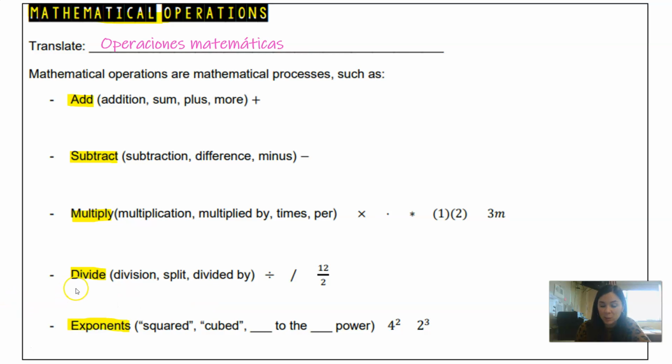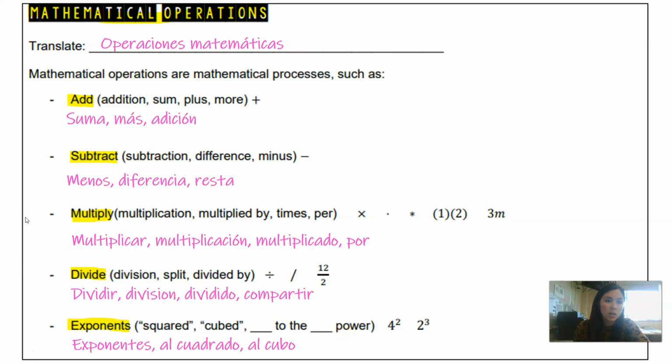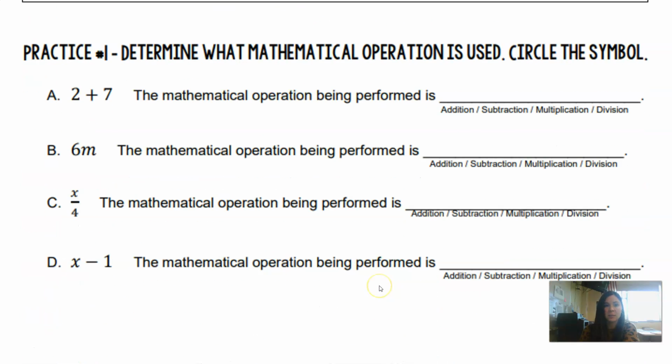And last is exponents, in this case squared, cubed, or some number to another power. In this case, we could say 4 to the second power. Pause the video here to copy down some of the words translated. Once you've copied down the words translated and observed each of the symbols for the operations, you're ready to practice.